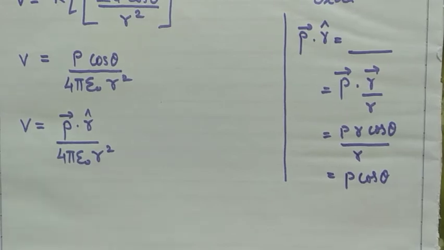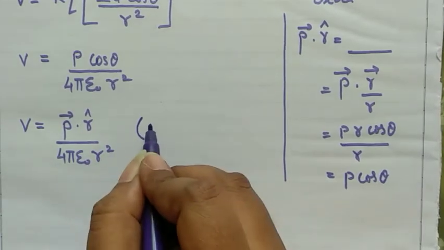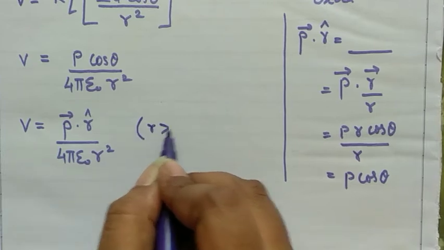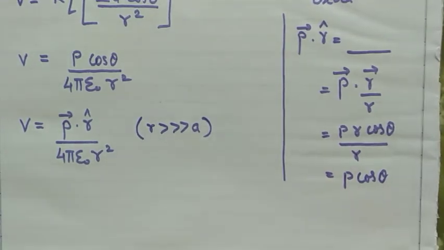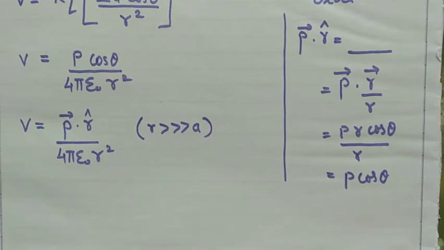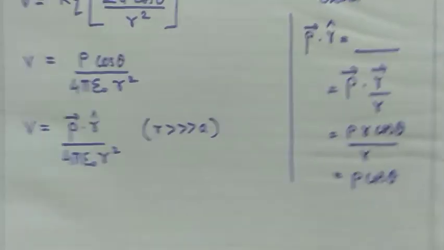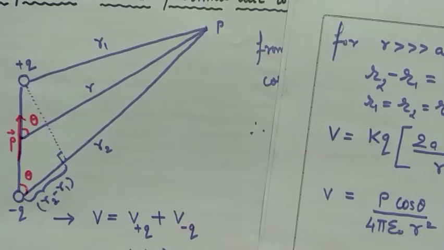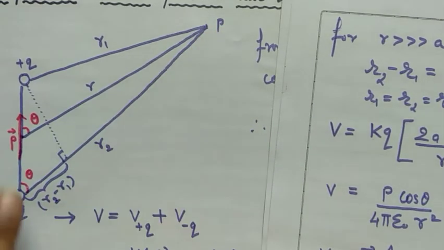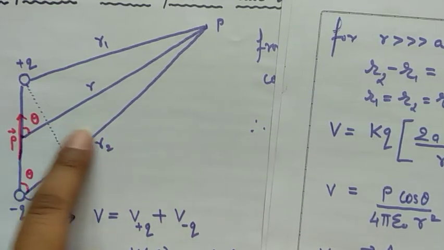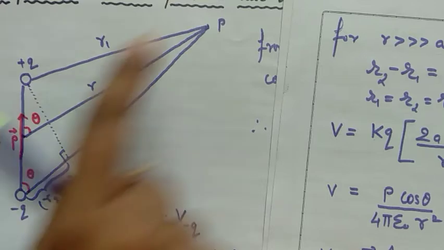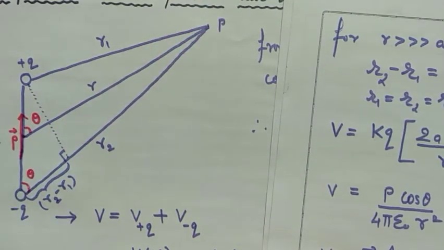And this we have obtained by considering this condition when r is very big than a. So this is the potential at a point P which is very far away from the dipole, and the point is neither on the axial line nor on the equatorial plane. See, this point P is not on this axial line. This is the axis of the dipole. So point P is not on the axis, neither is it on the equatorial plane. The equatorial plane will be passing through here. So this point P is not on the equatorial plane also.